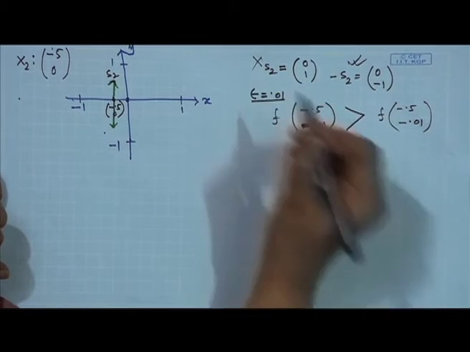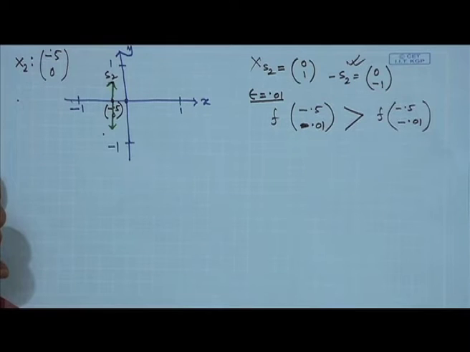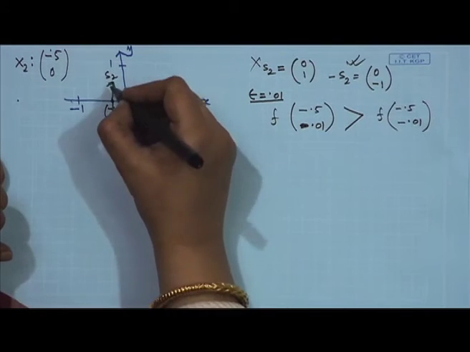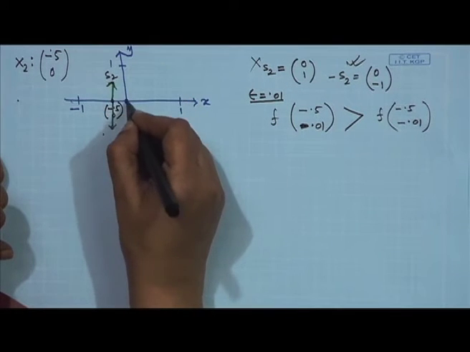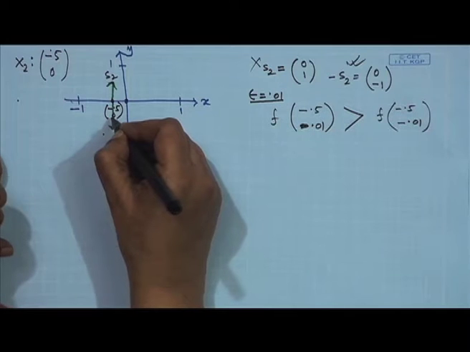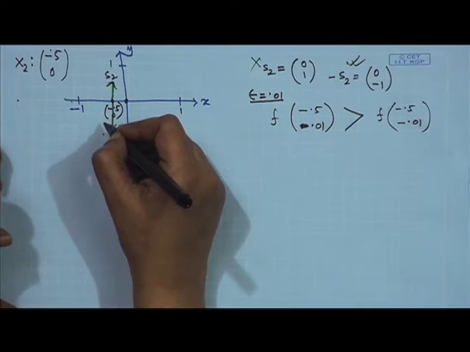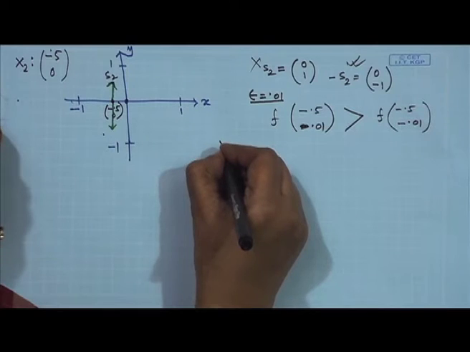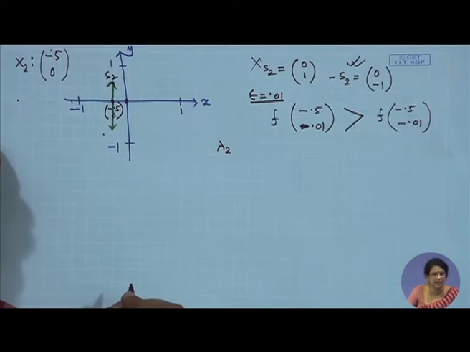This is clear? Again the problem comes, okay, I am not moving this way, I am moving this way, from here to here I am moving. But what would be the optimal step length? That is again the question comes. Let me consider the optimum step length as lambda 2 in this case.